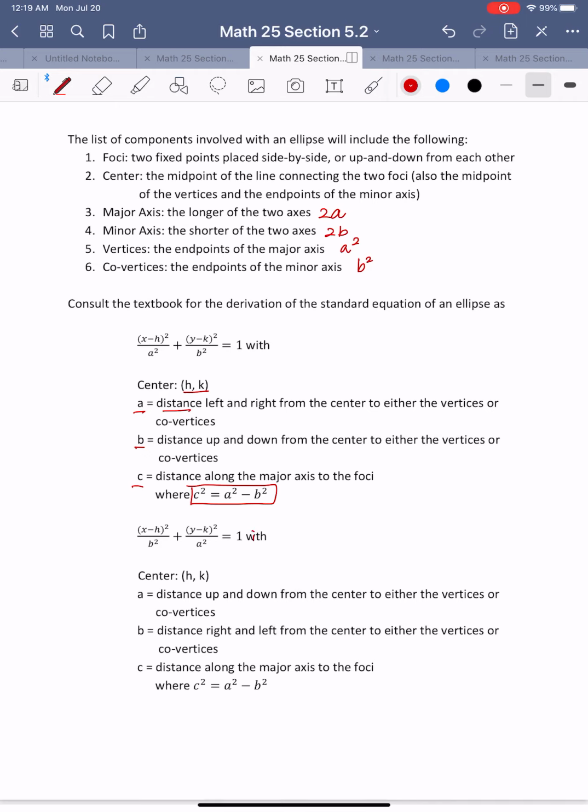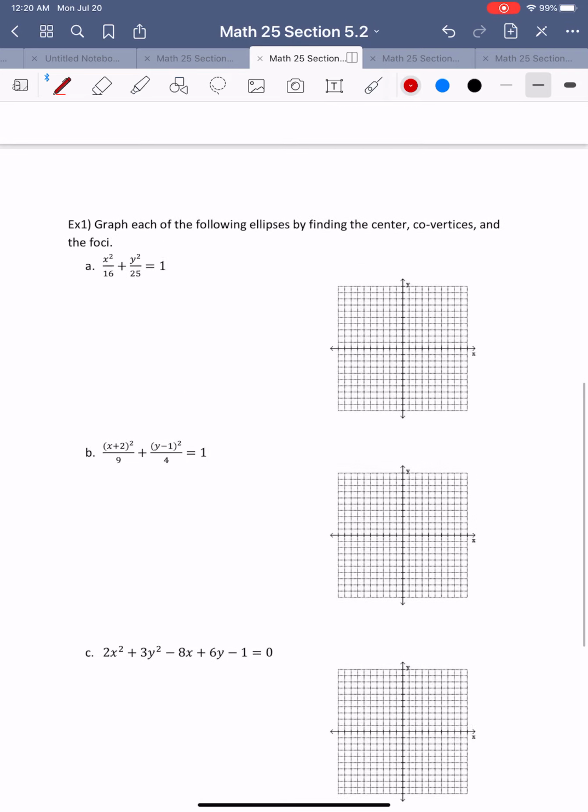The center is the same, and then a is the distance up and down from the center to either of the vertices or co-vertices. b is the distance right and left from the center to either the vertices or the co-vertices. And then c is the distance along the major axis to the foci, where we have the same formula, okay? All right, next page, please.